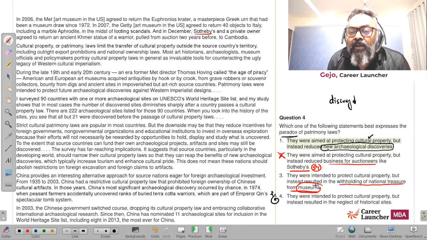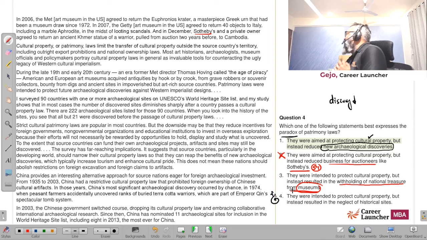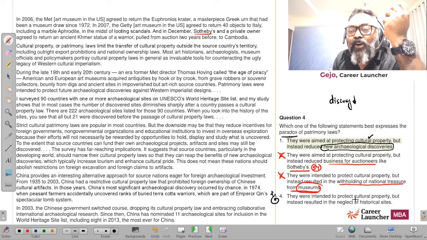Withholding means I have got it and I'll not give it to the museum. I'll keep it in my house. But there's no quarrel with museums. They were intended to protect culture, but it resulted in neglect of historical sites.